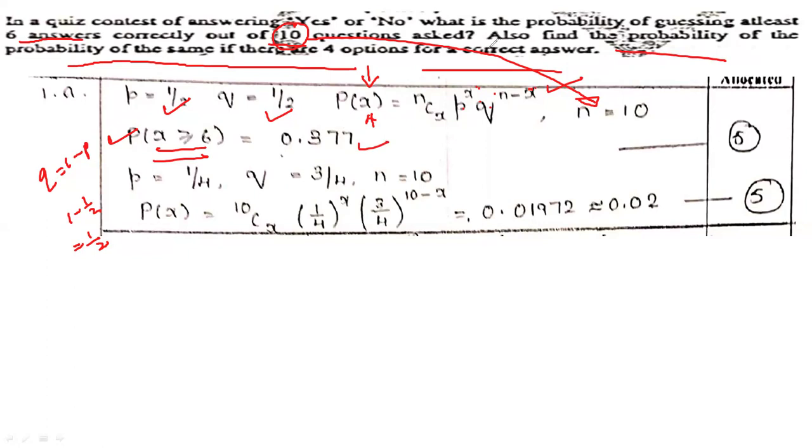Now let's see the second case. Also find the probability of the same if there are four options for the correct answer. Therefore, probability will be P is equal to 1 by 4. What about the Q? 1 minus 1 by 4 is nothing but 3 by 4, of course. N has the same value, that means 10. N will be equal to 10 only because there are 10 questions. Now P of x equal to 10Cx (1 by 4) to the power x into (3 by 4) to the power 10 minus x. Ultimately, I will be getting 0.02. So altogether, you will be getting 10 marks. This is the way how to solve.